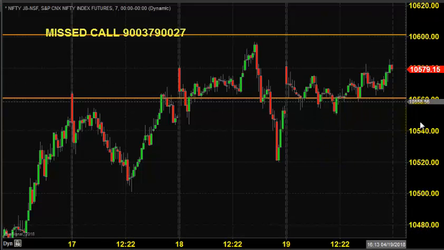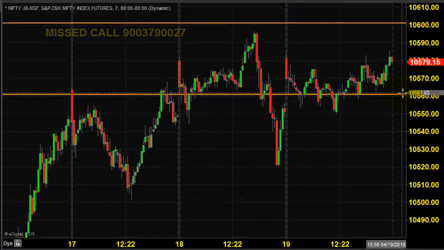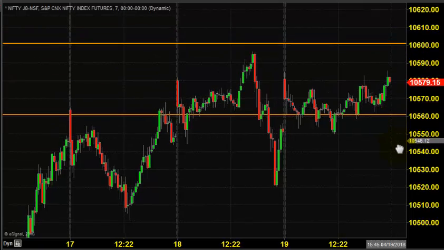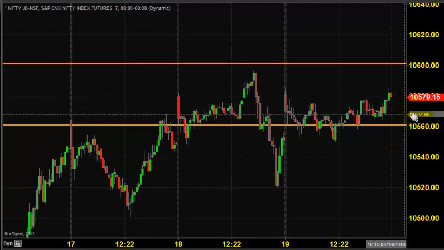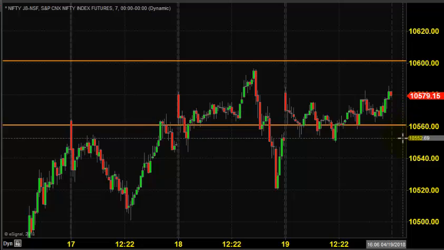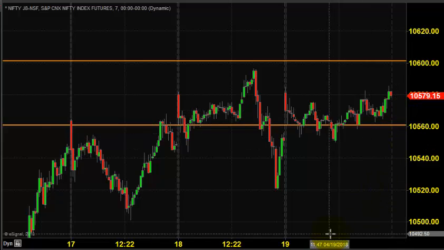What we can do today, it's expected to open somewhere near or within 10,570s and 10,560s. There is no change in our strategy. Still we expect the index futures or Nifty index to stay in downtrend for today.